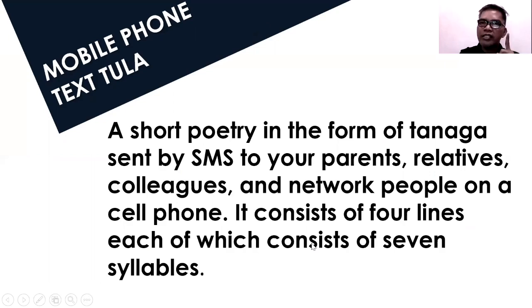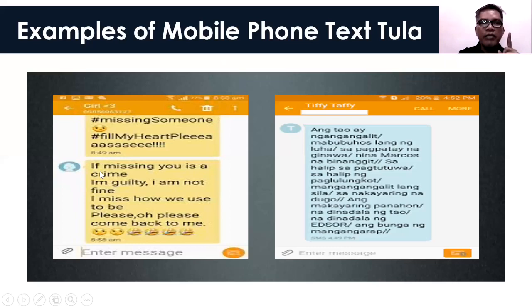Look, how many lines? First line, if missing you is a crime. Second line, I'm guilty, I am not fine. Third line, I miss how we used to be. Fourth line, please, oh, please come back to me. So that's 4 lines. Then in each line, there are 7 syllables.